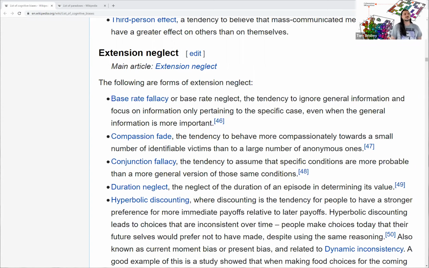Let's see: assume that specific conditions are more probable than a more general version of those same conditions. Yeah, it just ignores too many things. It's ignoring possibilities that are possible.